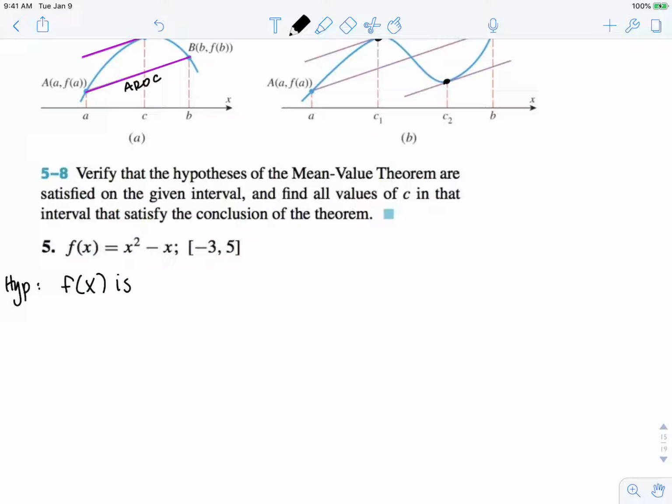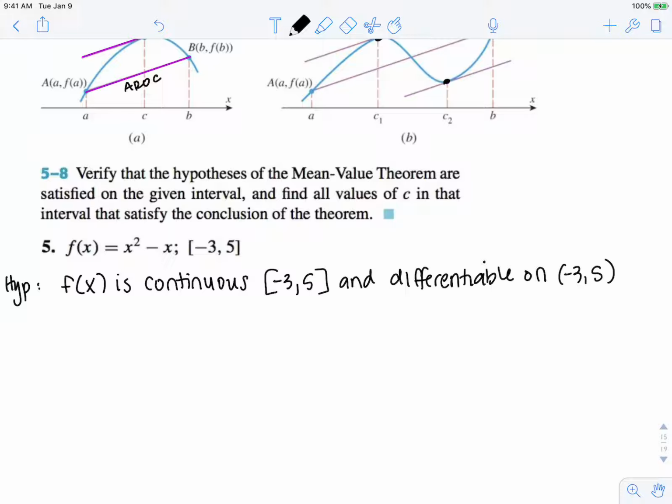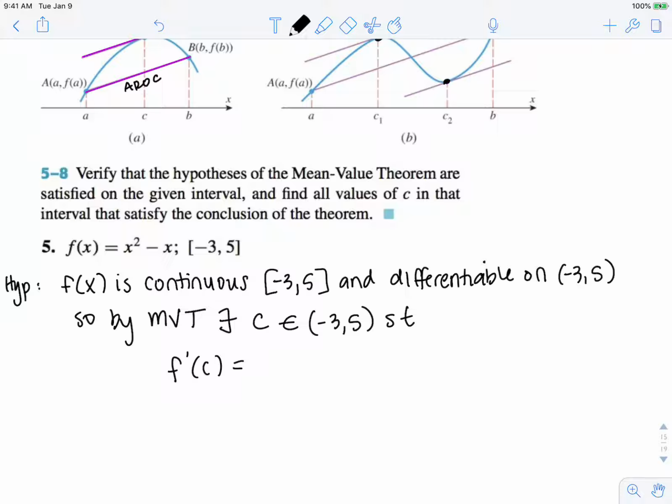we state f of x is continuous on the closed interval and differentiable on the open interval. So by the mean value theorem, you have to state which theorem you're using. There exists a c value, an element of the open interval, such that the derivative at that value, or the instantaneous rate at that value, is equal to the average rate of change over that interval.